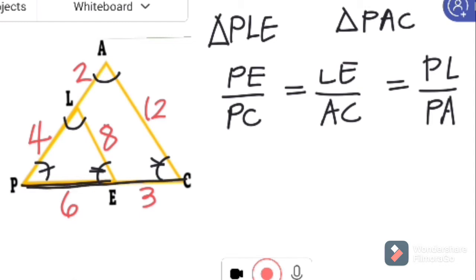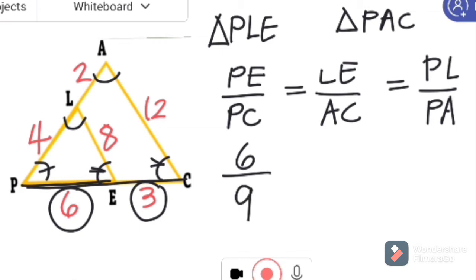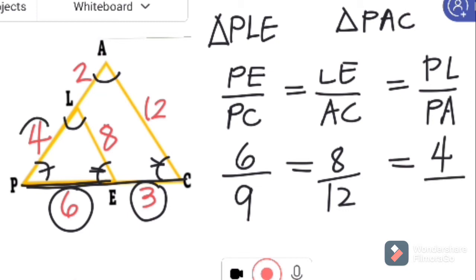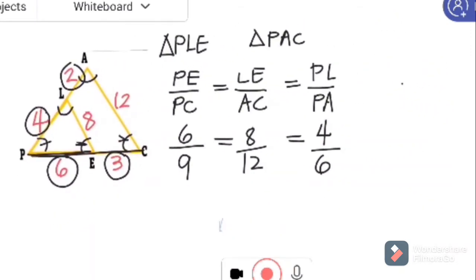Okay. Now let's have the side lengths. PE is 6, while for PC we have 6 and 3 together. That would be 9. This is equal to LE is 8 and AC is 12. For PL, we have 4, and PA is equal to 4 and then 2. That makes it 6. Now we have the three ratios of the corresponding sides.